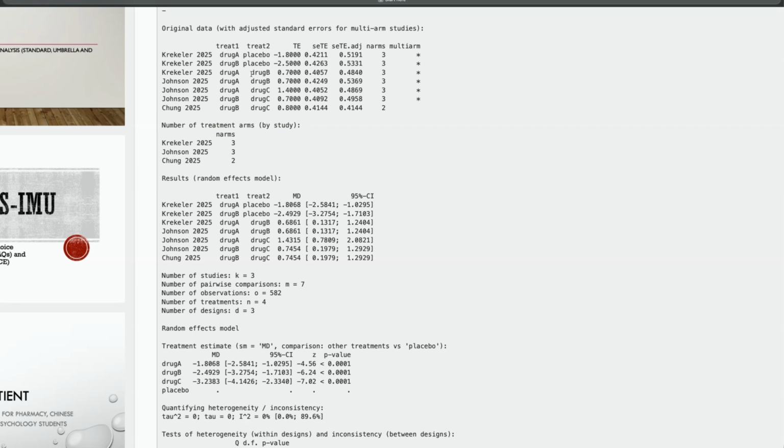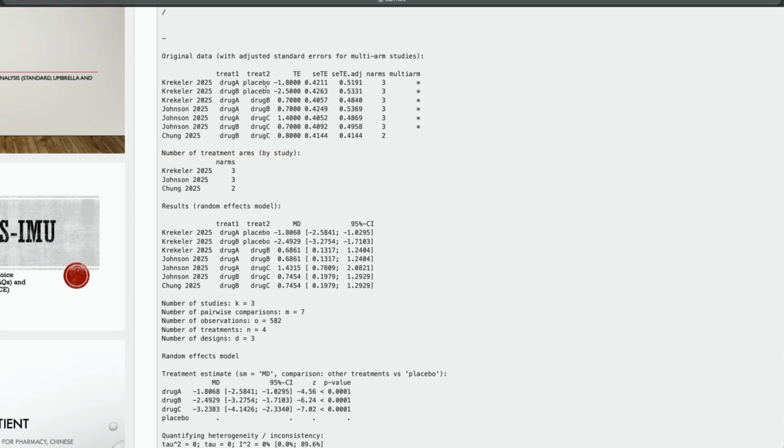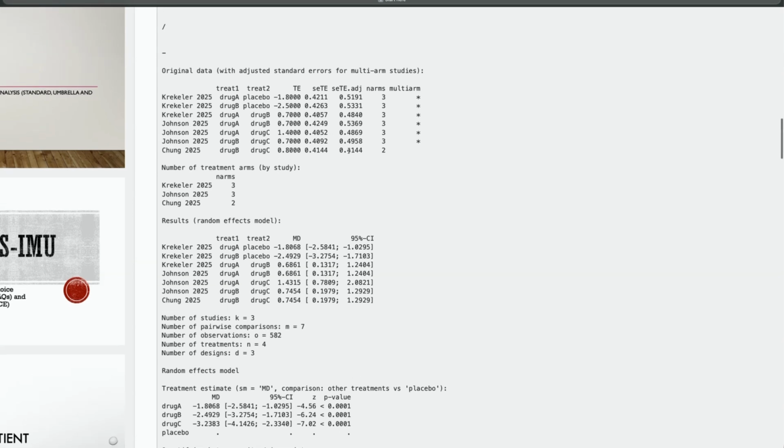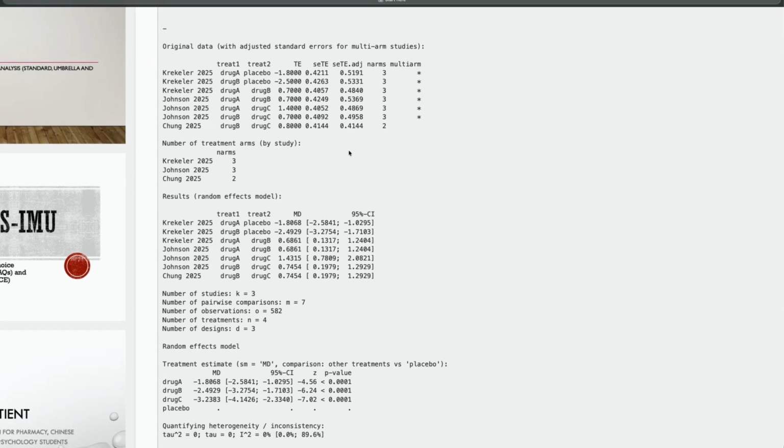If the app rearranges your original data, it will automatically flip the positive or negative sign of the TE. For instance, if your original spreadsheet had placebo versus drug A with a TE of positive 1.8, the app will alphabetize it to drug A versus placebo and change the TE to negative 1.8. Do not worry about this. The mathematical meaning remains exactly the same, and the app handles this correction for you seamlessly.